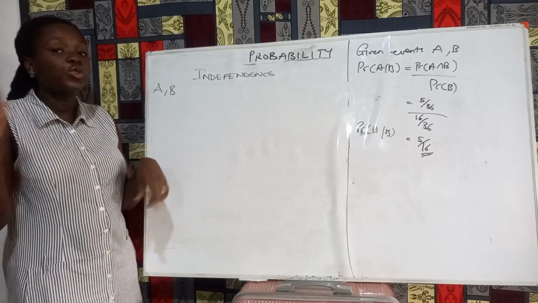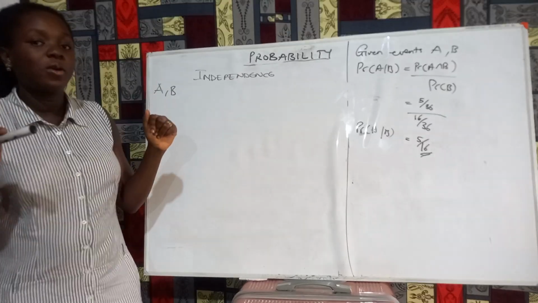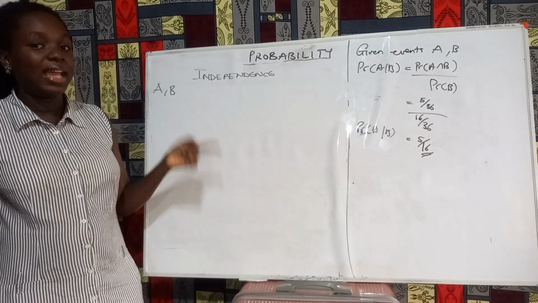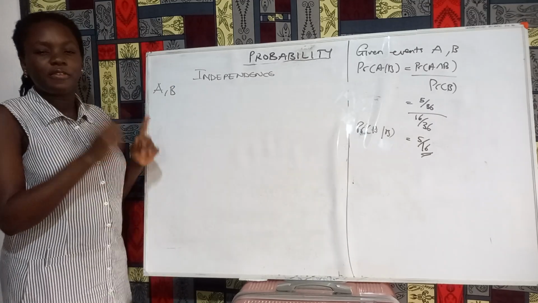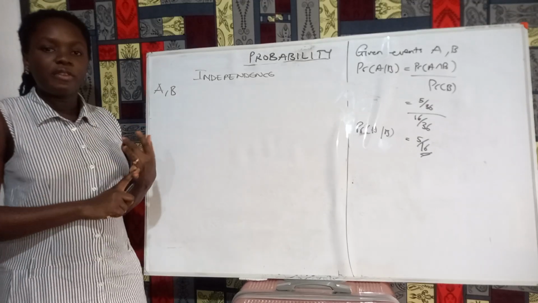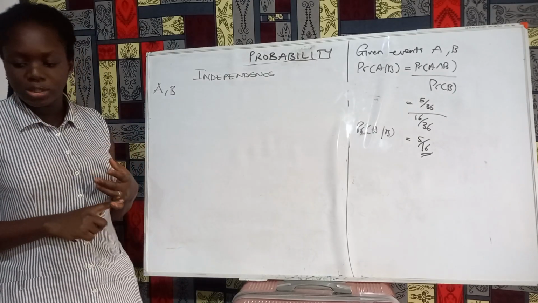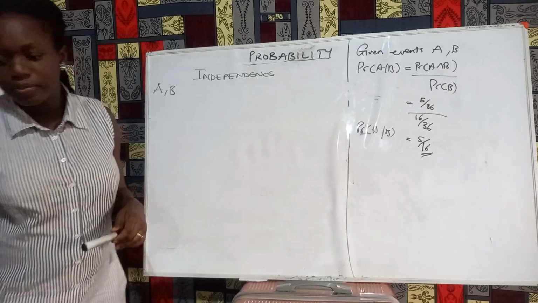So those two experiments of tossing a fair coin, the first experiment and the second experiment, are independent because the outcome of the first one in no way affects or influences the outcome of the second toss. All right.